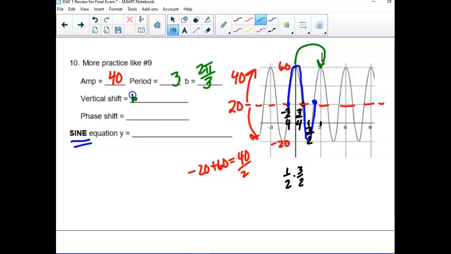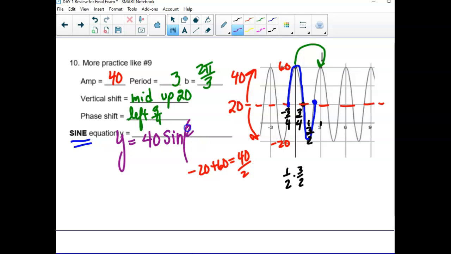The vertical shift is the midline, which is up 20. And the phase shift, I went left 3/4. So again, this one is way harder than what's on the quiz or the final, but it would be 40 sine, B was 2 pi over 3. I did left 3/4, which would be plus 3/4, and the midline was at 20. Blech.